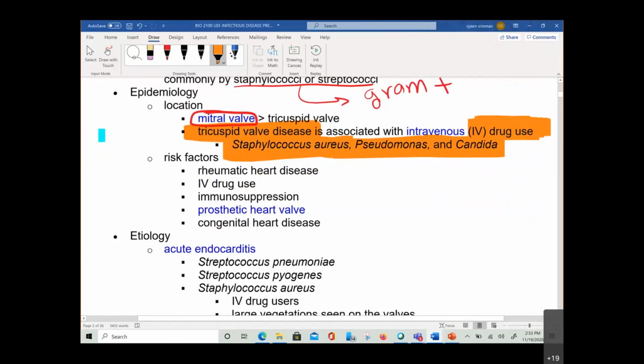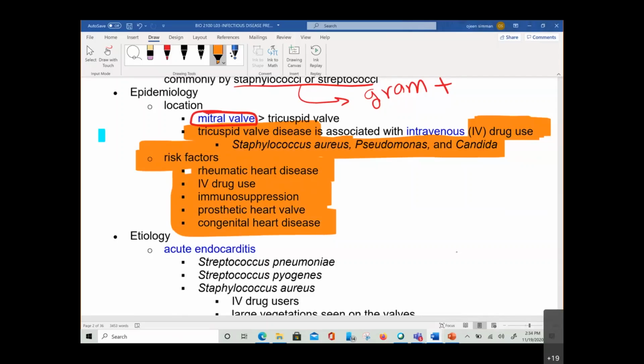Okay. What are the risk factors to acquire infective endocarditis? Okay. Rheumatic heart disease, IV drug use, immunosuppression, prosthetic heart valve, and congenital heart disease, like ASD, atrial septal defect, ventricular septal defect, mitral valve prolapse. Okay, tetralogy of Fallot is another one.